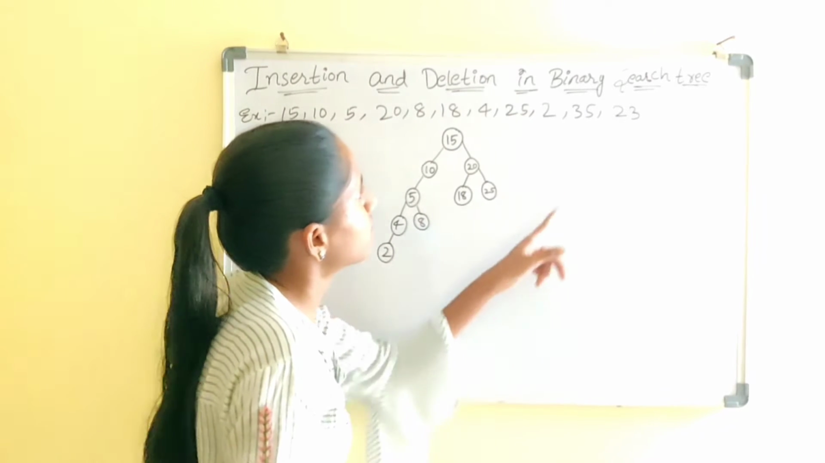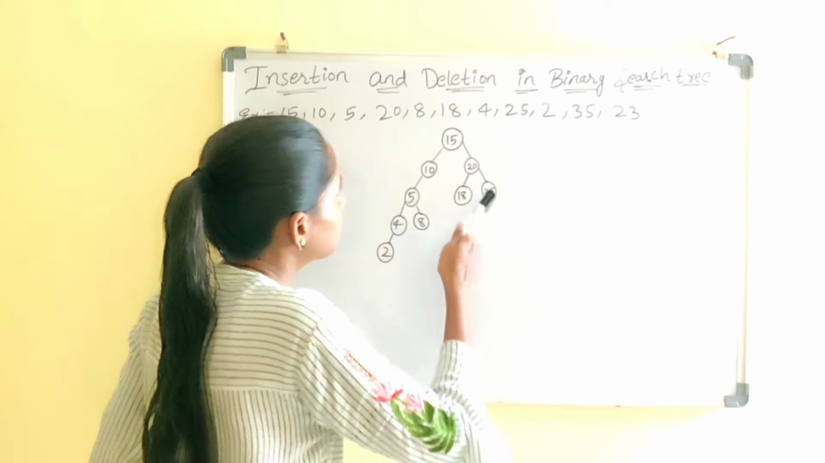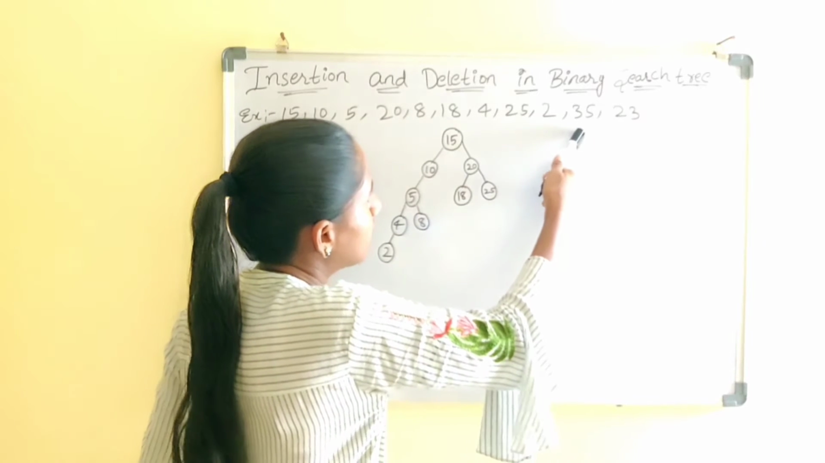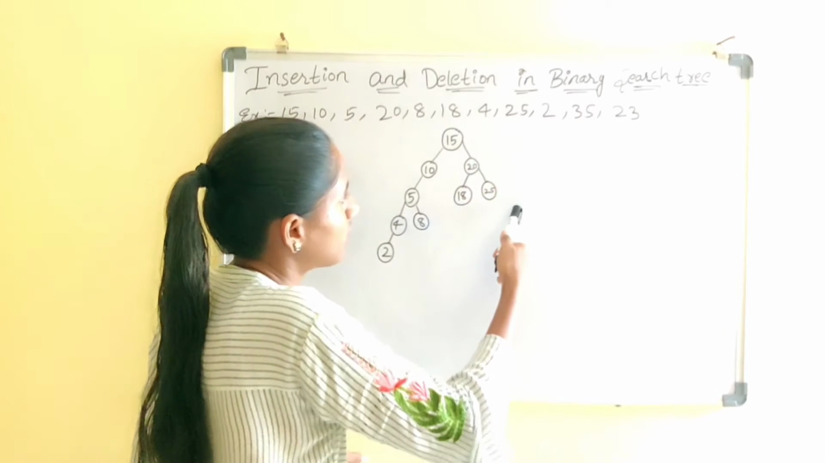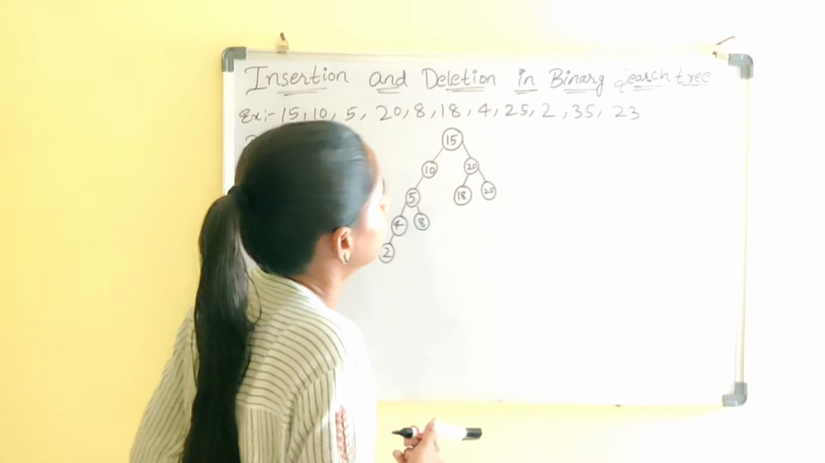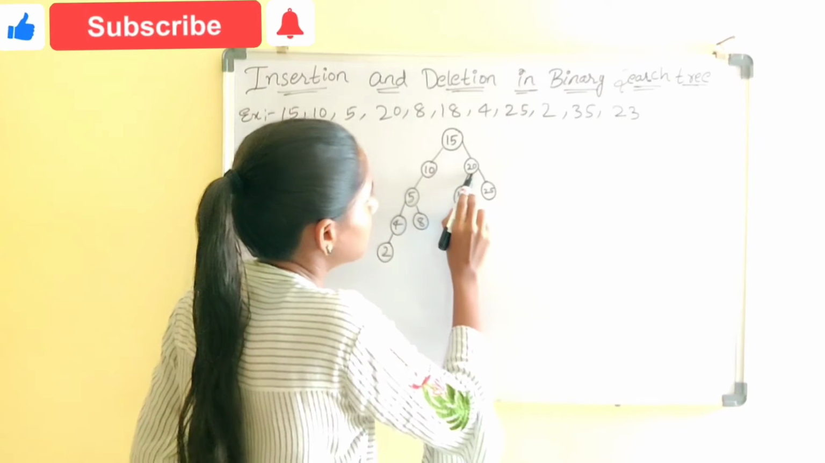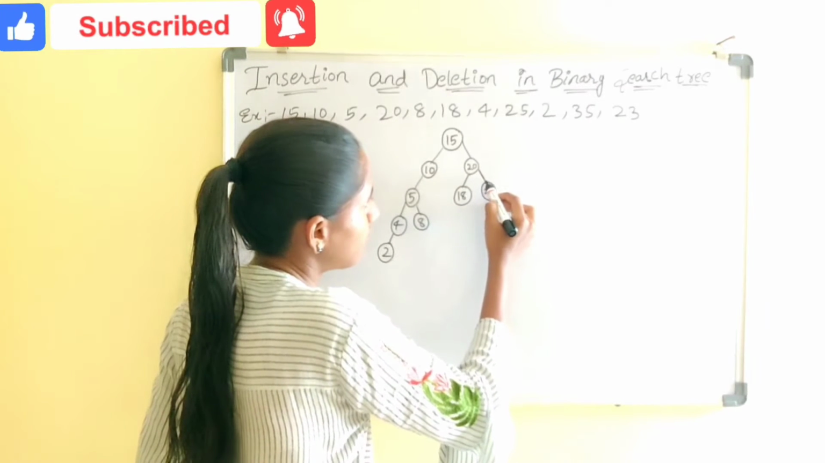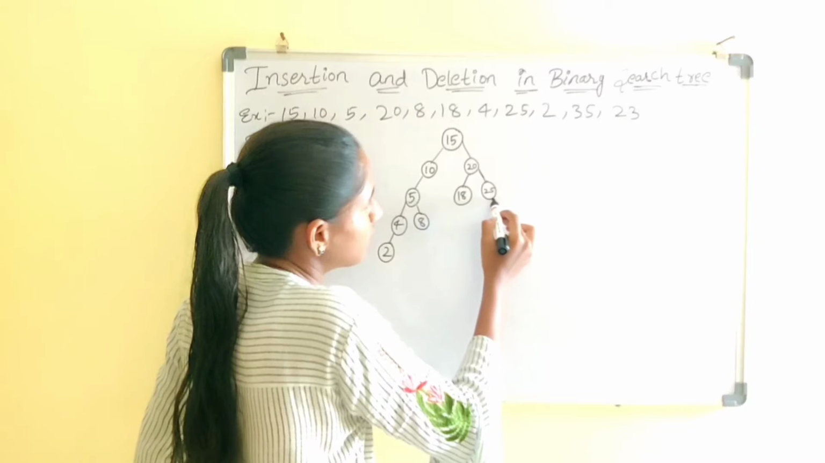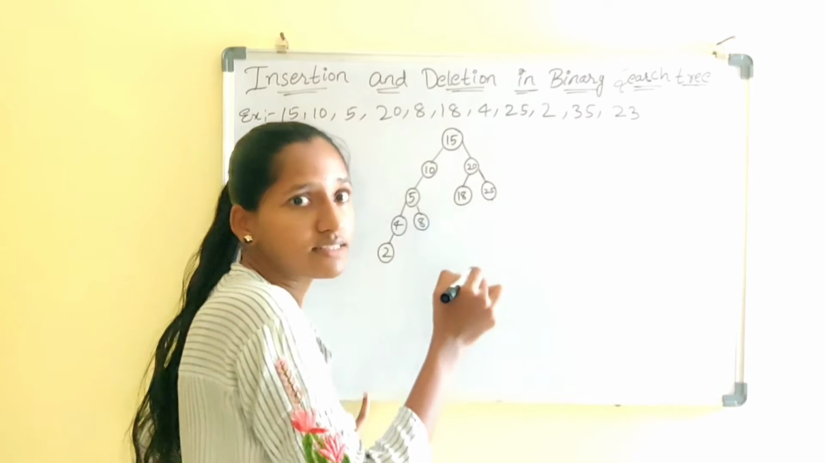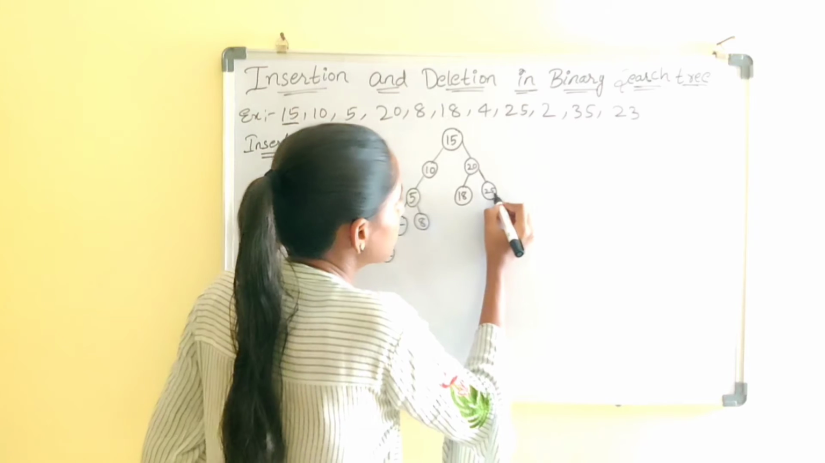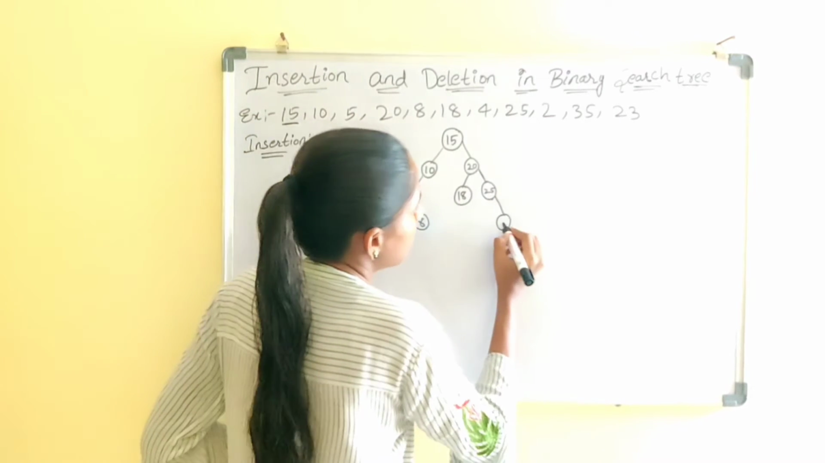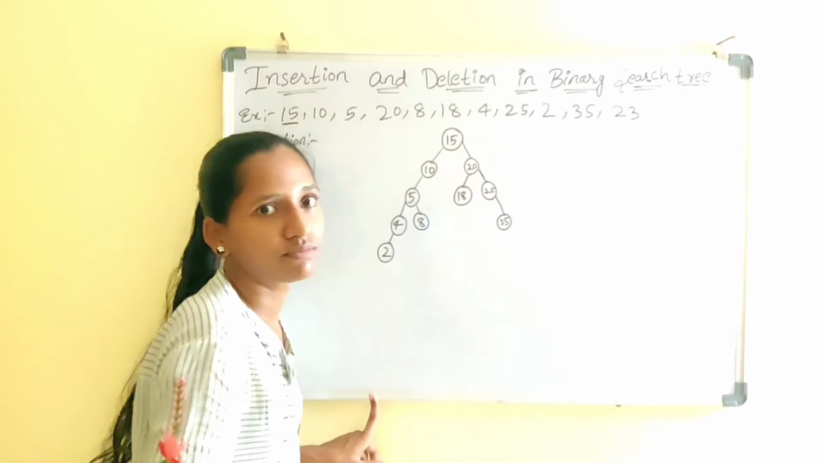Right? Next we have to insert 35. 35 is greater than the root node 15, and here it is the value 35. We have to enter 35 into the right side subtree. So 35 is greater than 20. We have to come to the right side. Here it is 25. 25 is less than the 35 node. Then we have to come here, the right side of the 25 node. So we have to write 35 here.